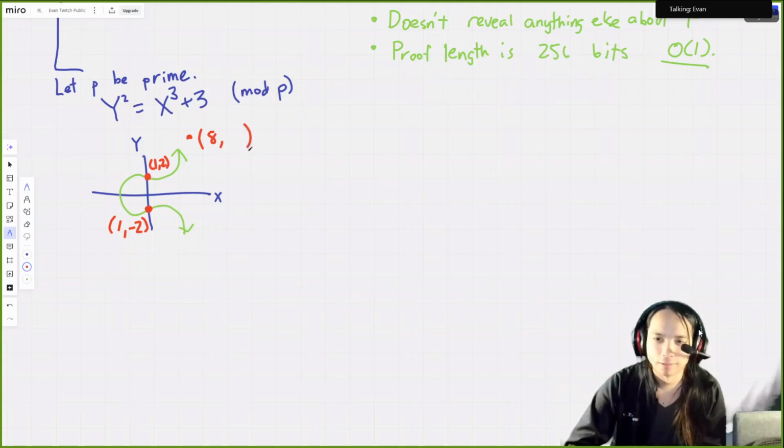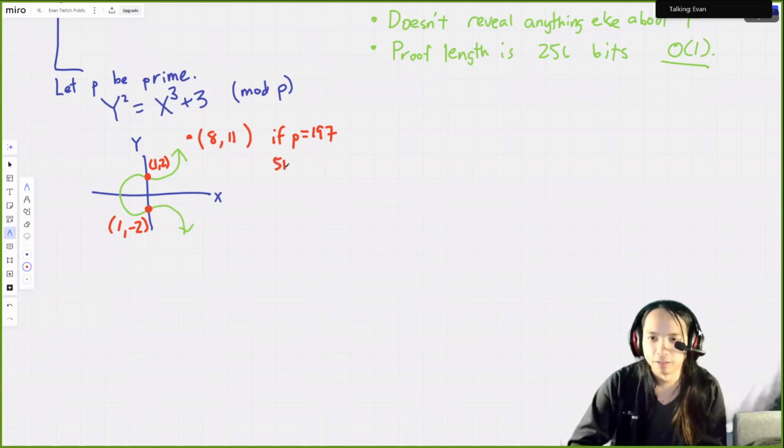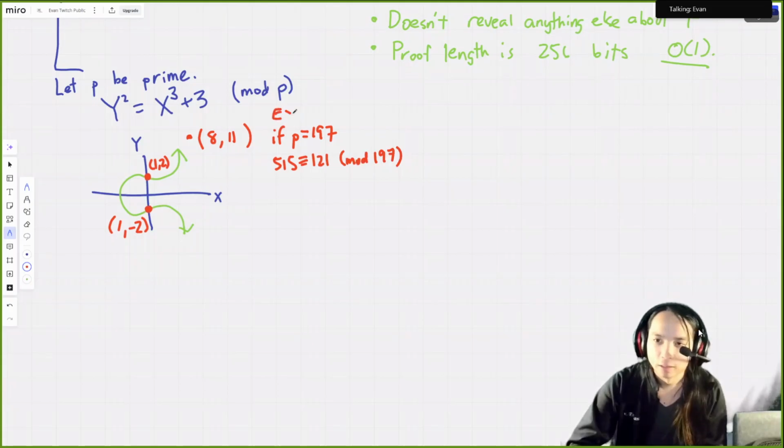Oh, geez, I should have prepared an example. 8, 5, 4, 3, 3. If P, for example, if P is 197, you can verify that A comma 11 is another example of a point on this curve because you get 515 is congruent to 121 mod 197. So I just want an example that has larger numbers.